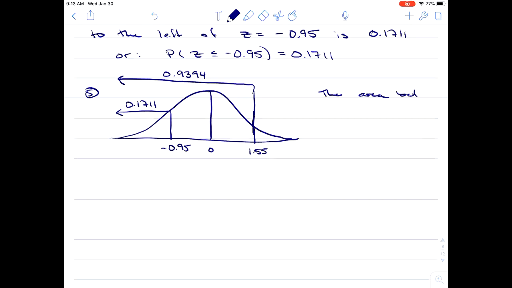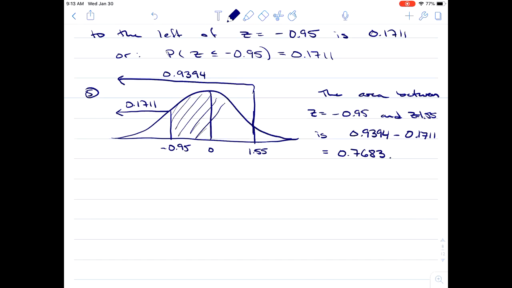The area between z equal to negative 0.95 and z equal to 1.55 is 0.9394 minus 0.1711, which is 0.7683. Just keeping in mind which area you want. This is the area that you want.